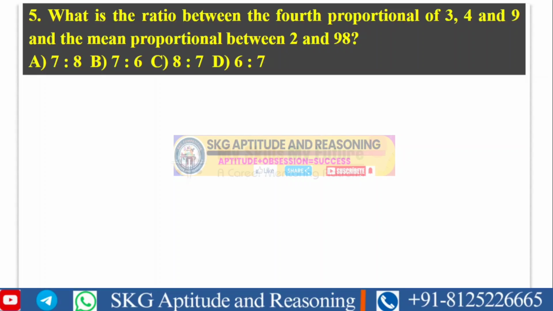Okay, I hope you got the answer, and let me also explain so you can check whether you are getting the same answer or not. What is the question asking? The ratio between the fourth proportional of 3, 4, 9. Fourth proportional means we need to find the value of D here, and the values given are A, B, and C. And the mean proportional between, so what is mean proportional? Mean proportional means we need to find the value of B here, and the values given are A and C.